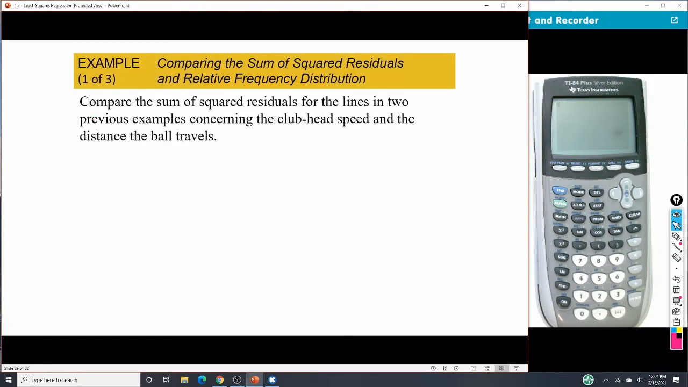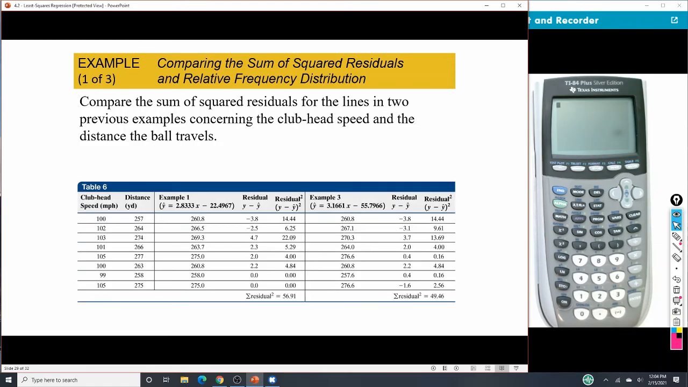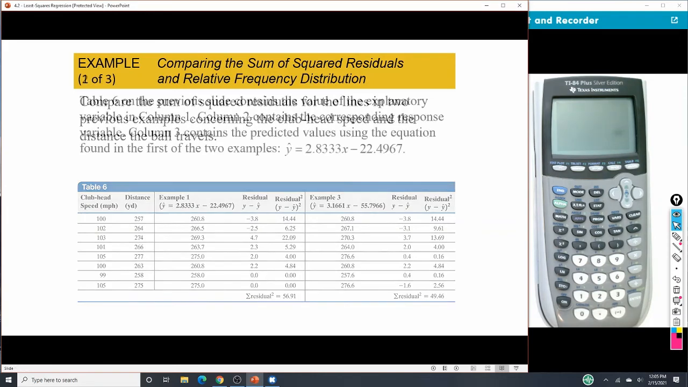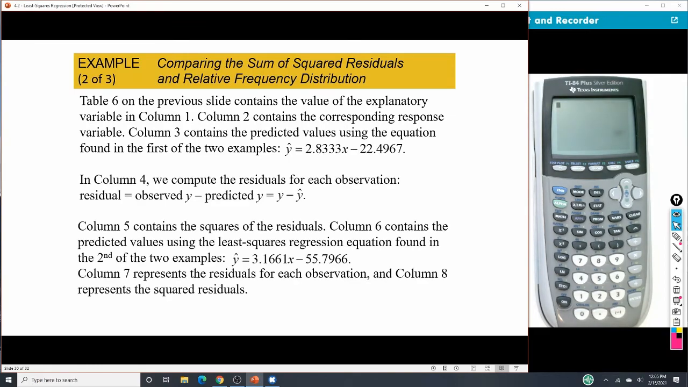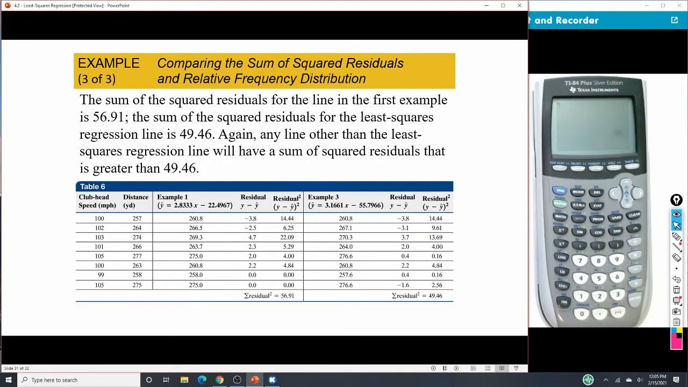All right, then finally here, compare the squared residuals. Here we would look at the residuals of all of these pieces and square them all. So you would have to create the table. If they ask about these pieces, you would then compare them. And they did that for those here in these tables.